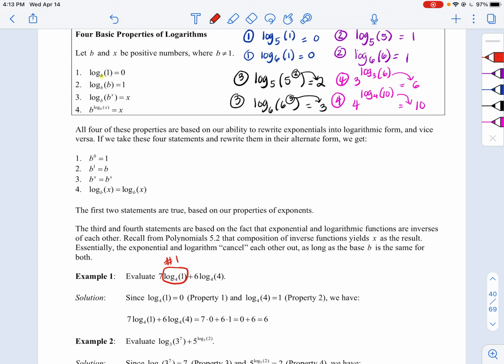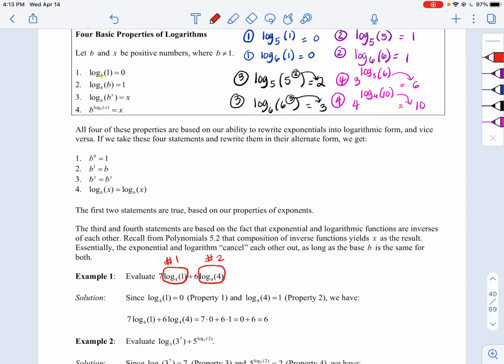Right? Does that make sense? And then on the other side, I'm going to circle this right here because this one looks like property number 2. Okay? So now that I have property 1 and property 2, I can now substitute the value or the answer to it and solve for the rest of them.